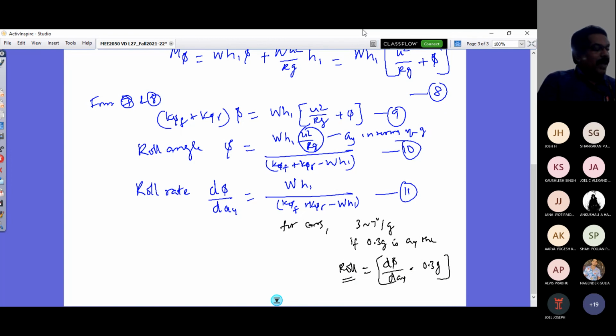So we have defined till here roll and roll rate, and we have some 10 more equations to write. We will do that in the next class. I'll stop at this point of time.